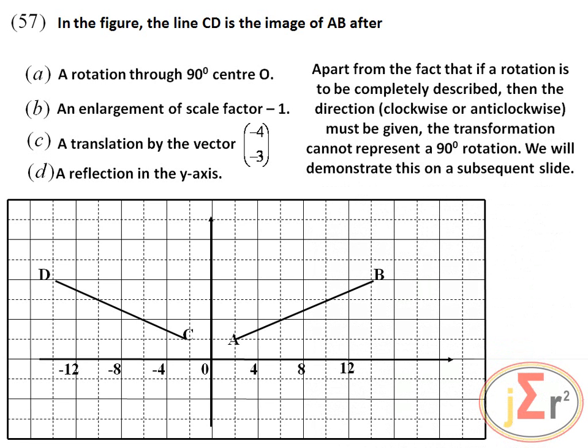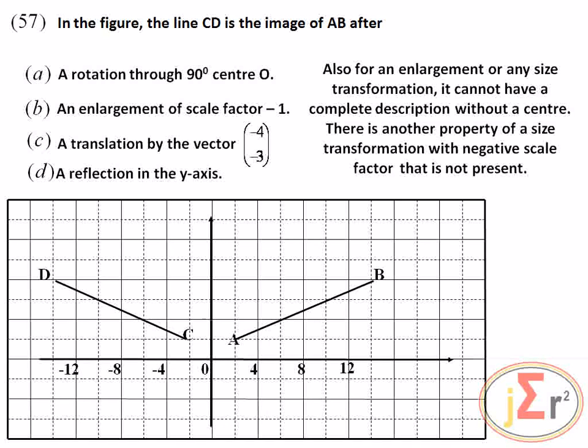We will demonstrate this on a subsequent slide. So apart from the fact that if we are describing a rotation completely, then we need to have included the direction, whether anticlockwise or clockwise. That is not there. But apart from that fact, we will demonstrate that this cannot be a 90 degrees rotation at all.